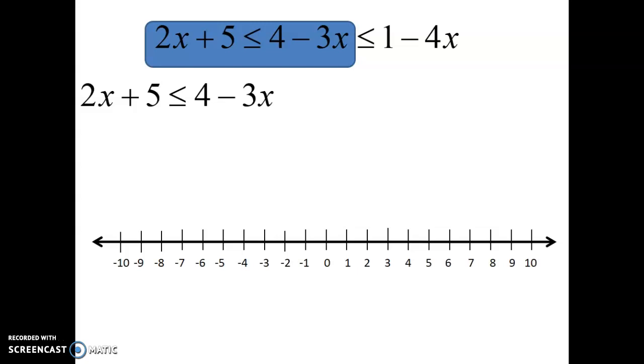Now that we have this split up, we can solve this for x. So you're going to add 3x and subtract 5, and then solve for x, which will give you x is less than or equal to negative 1/5.